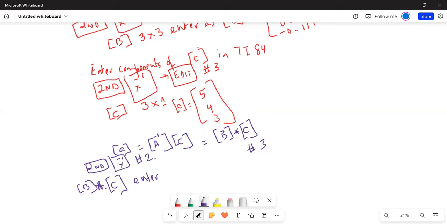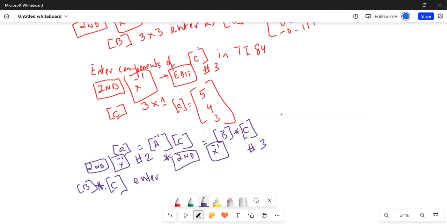Then you do the multiplication sign. Don't forget the multiplication sign here. And then again you press second, x minus 1, and then number 3, which will bring up matrix C. Then enter.